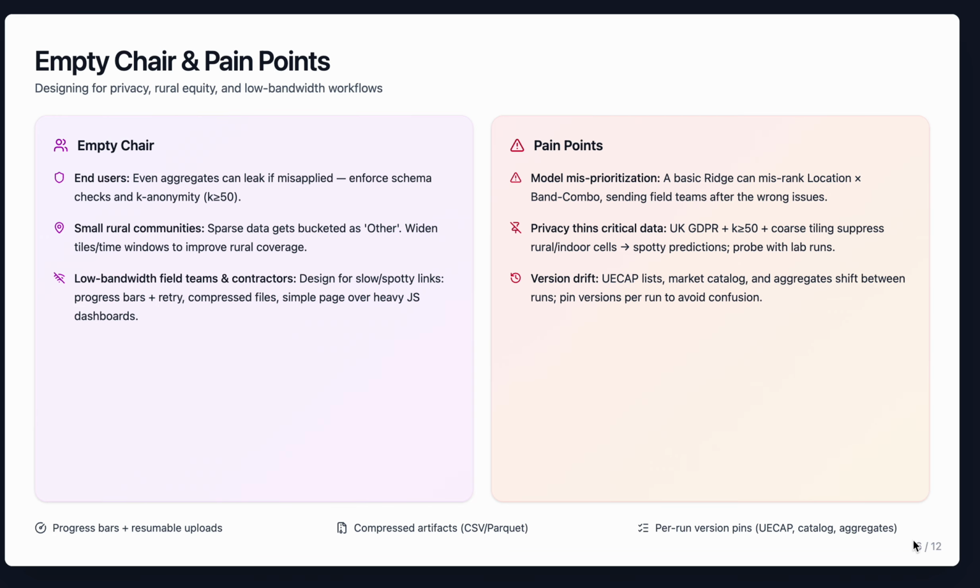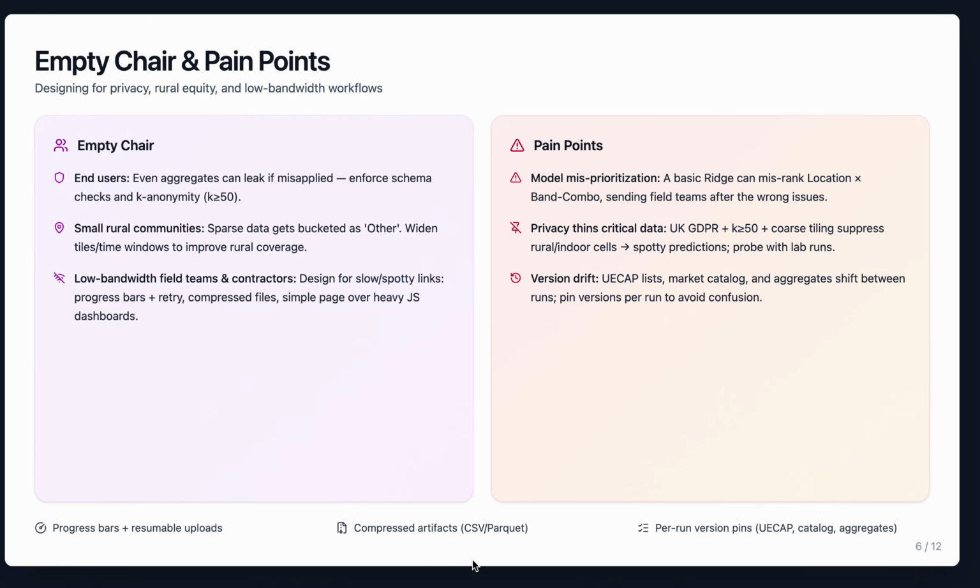And a quick run-through of the empty chairs. The first is the end user: the aggregates can possibly leak if misapplied, so we enforce schema checks and k-anonymity greater than or equal to 50. Then small rural communities: sparse rural data can get erased or lumped into other, so we widen tiles and time windows so rural still surfaces. And low-bandwidth field teams and contractors: uploads are resumable, compressed, and show progress because they're often on awful hotel Wi-Fi.